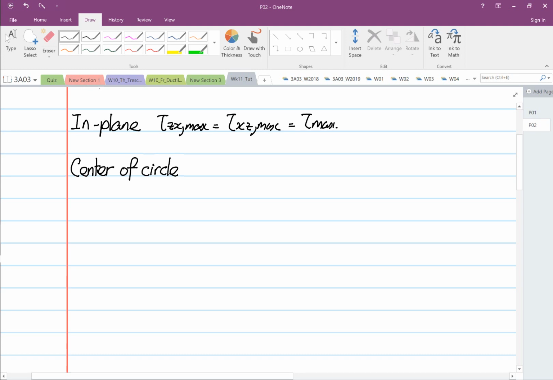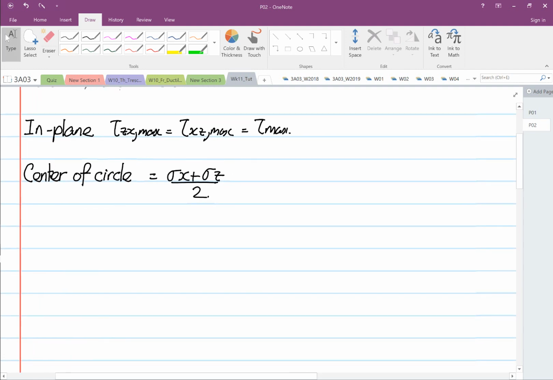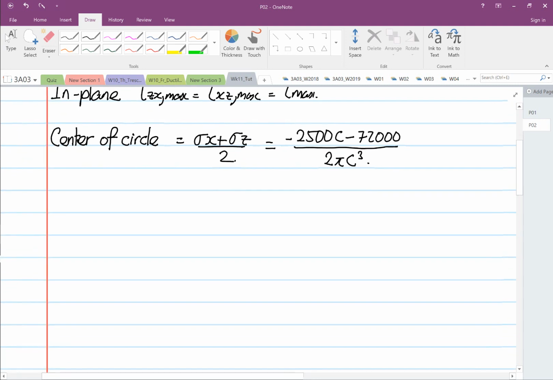So the center of circle will be stress x minus normal stress z divided by 2. So this will be equal to minus 2500 C minus 72,000, and then divide by 2 pi C cubed. So that's the center of circle.